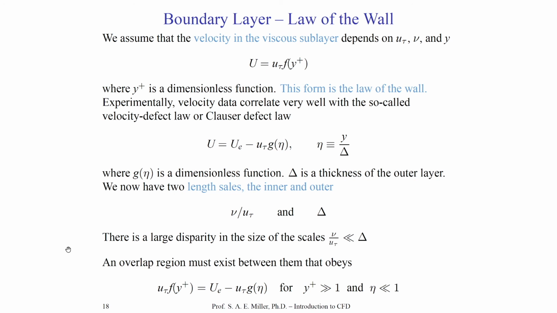Note that the boundary layer itself was proposed way back in the early 1900s by Prandtl, and about 50 or 60 years later, it took Clauser to come along and close the composite profile theory, using what we're showing here. Interesting history. Nonetheless, you'll see that there's a large disparity in size of the scales of the inner and outer length scales. Nu over friction velocity u tau is much, much smaller than delta.